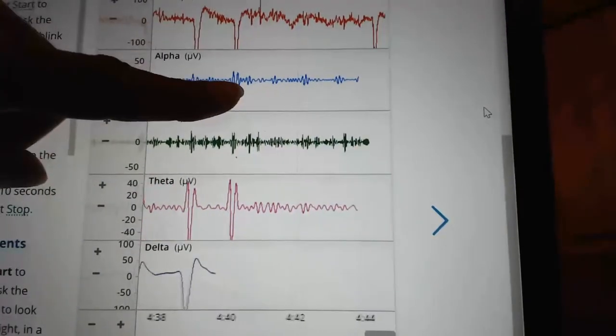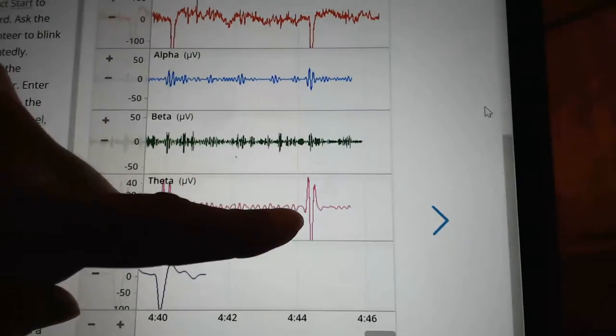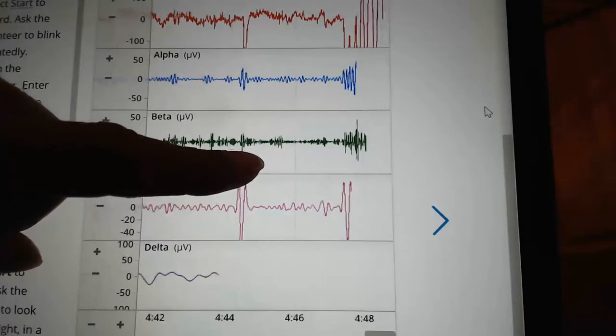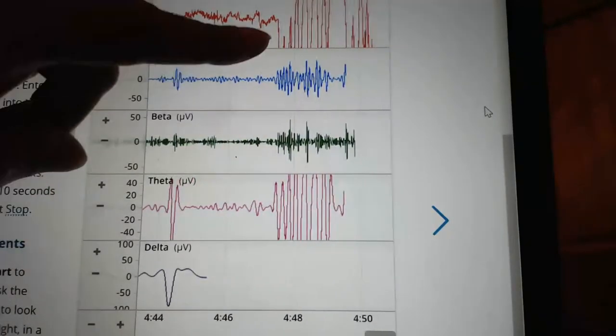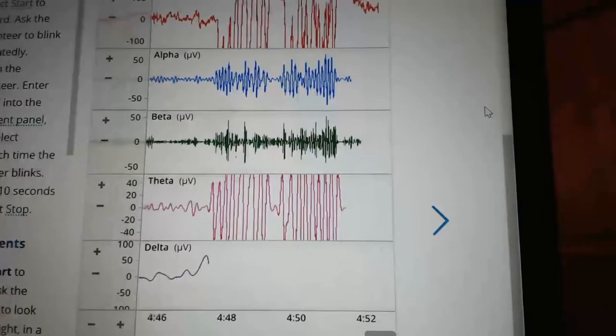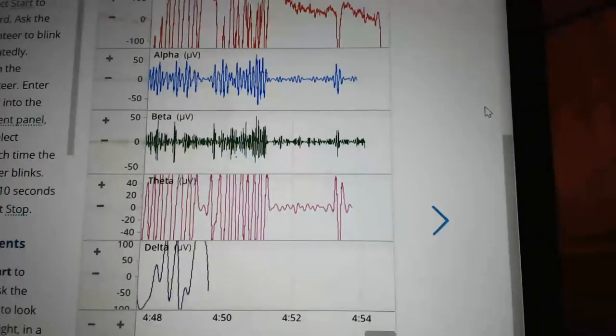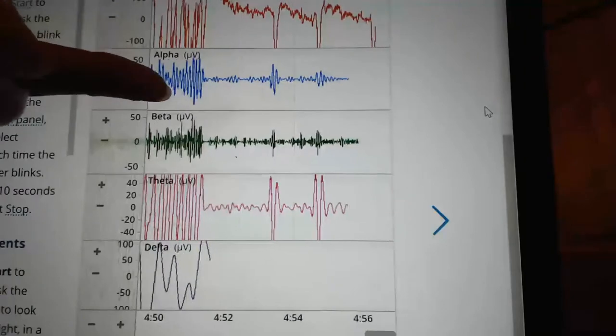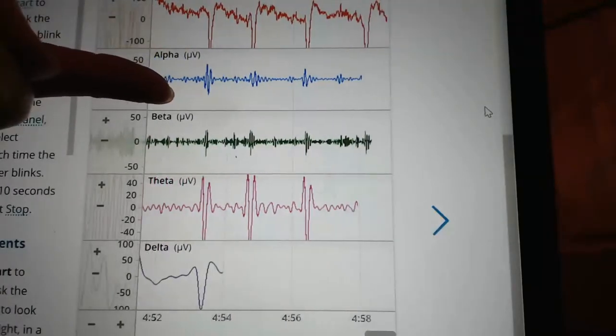And again, we can see them on the other recordings as well. I'm going to blink again and see how it distorts all of our readings. So let's go through them. We have alpha waves. That's when we're awake and relaxed. The brain should not be processing too much.